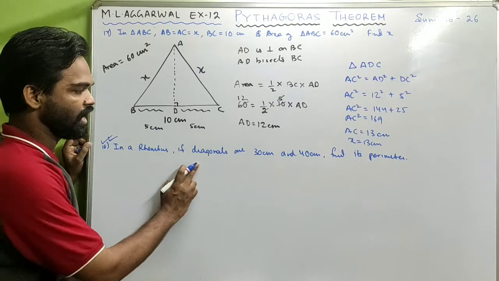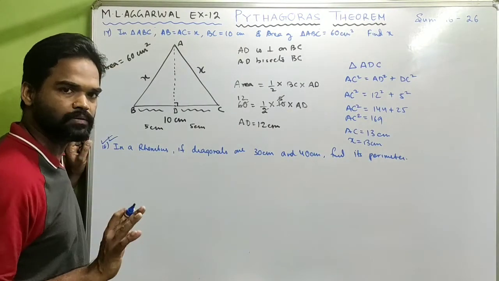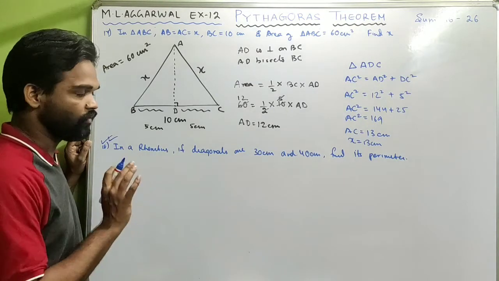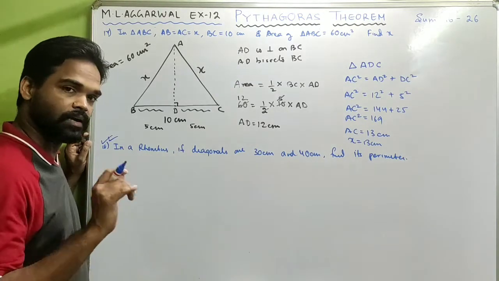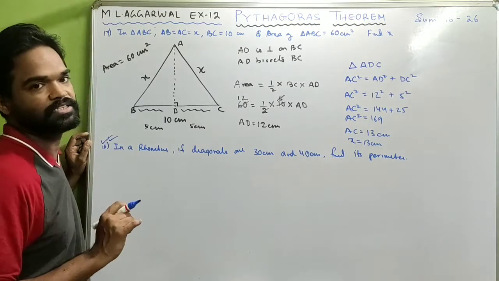Now look at sum number 80. In a rhombus, if diagonals are 30 centimeter and 40 centimeter, find its perimeter. We should know the property of all these figures. Now, in a rhombus, we know that the diagonals are perpendicular and they bisect each other.